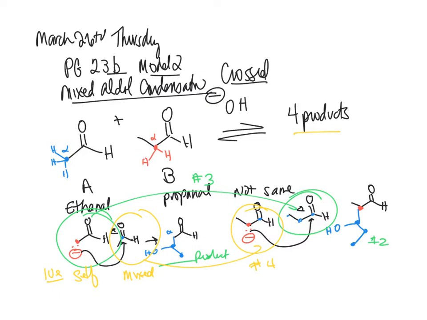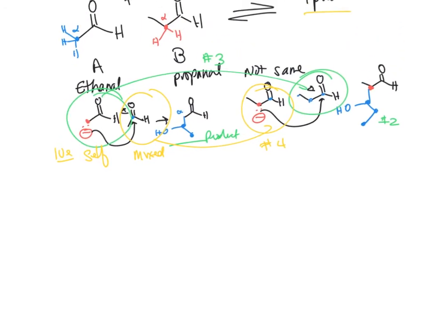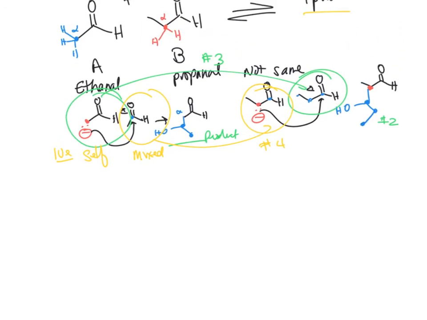Okay, we're on page 274. In the boxes below, draw the 2 self-condensation products and 2 mixed condensation products that result from the mixture in Model 2. Use the arrows of the nucleophile in the box. Okay, so let's just keep these. So self-condensation. So this was self.